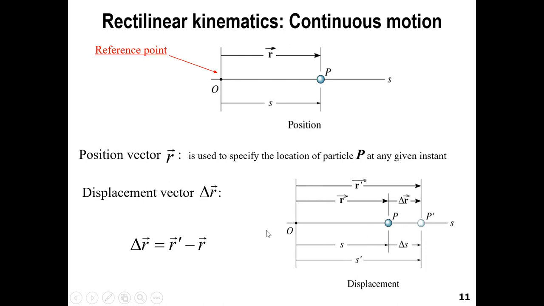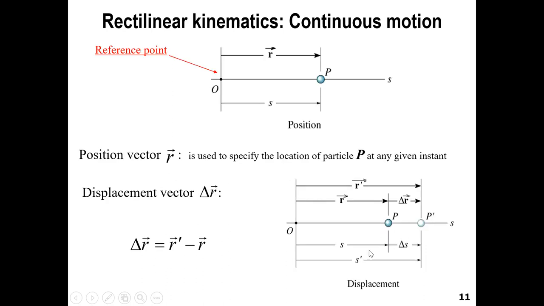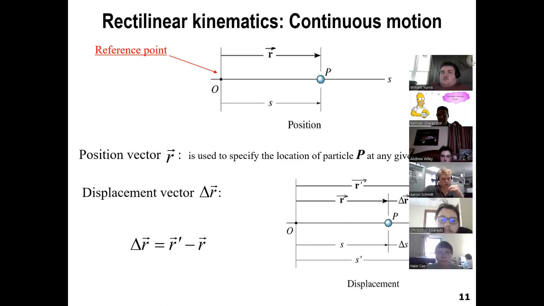Again, because everything is on the same line, you can also say the displacement is S prime minus S, which is this delta S. So R is the vector, S is a scalar. And just to refresh your memory, a scalar is a physical quantity that has only magnitude. Now, Kelly, give me some examples of scalars in physics or daily life. Something that has only magnitude.